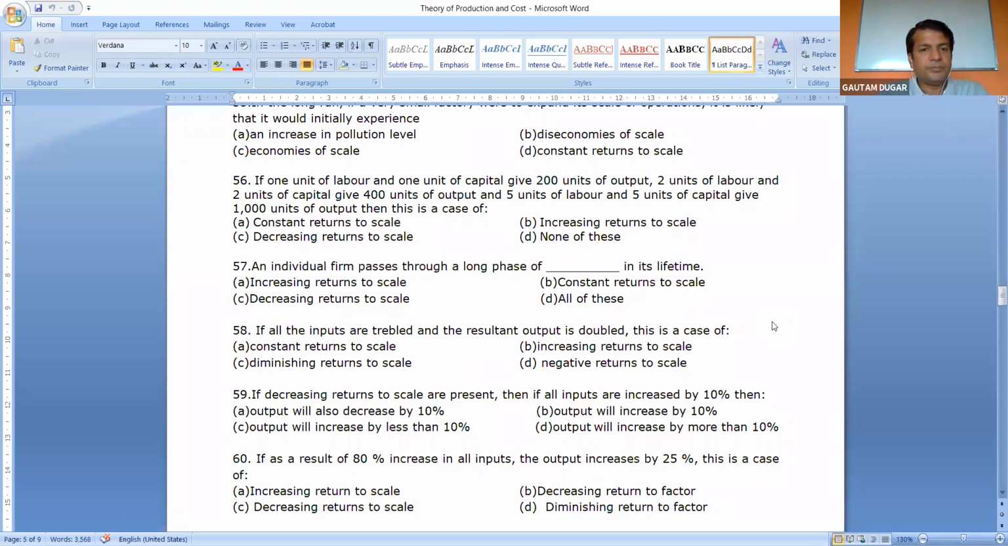59. If decreasing returns to scale are present, then if all inputs increased by 10%, then 59. Yes, C is the correct answer. If all inputs increase by 10%, then what will happen? Topic was short. If decreasing returns to scale are present, then output will definitely increase by less than 10%. Next, 60.